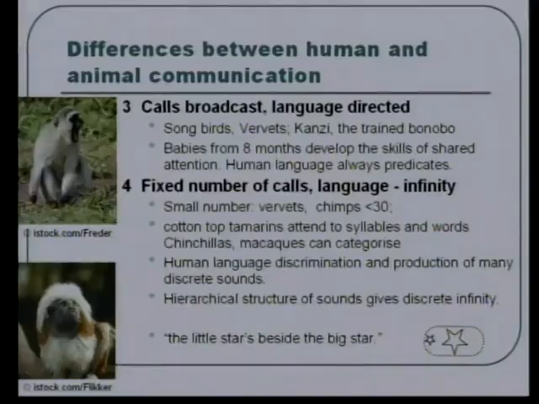In human language, we discriminate, we categorize the sounds that come up. And we produce many discrete sounds, but we don't produce the whole array. It's not a continuum of sound, as we have a continuum of volume when we speak. This is a very important feature in how we can say so many different things. It's why language is what is known as discrete infinity.